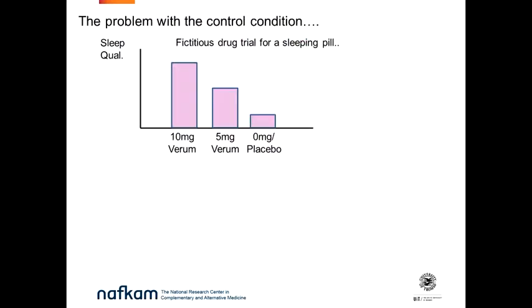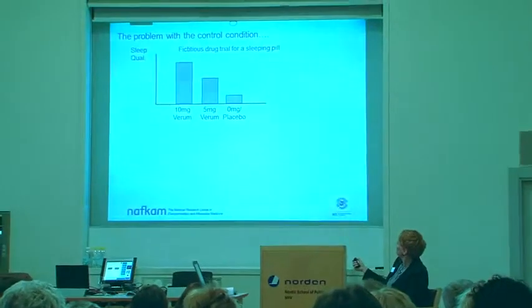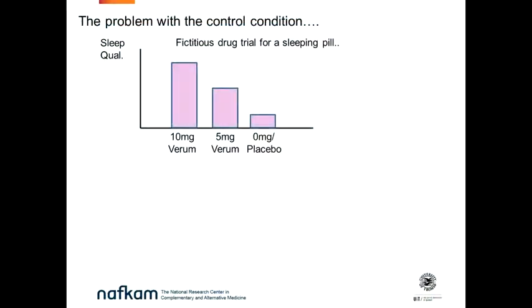And I would give you an example from acupuncture research to explain what I mean. Let's say you have a fictitious drug trial for a sleeping pill. This would be a classical RCT. You have a Verum group that gets the highest dose. Then you have another Verum group that gets a somewhat smaller dose. And then you have a placebo group that gets no dose.